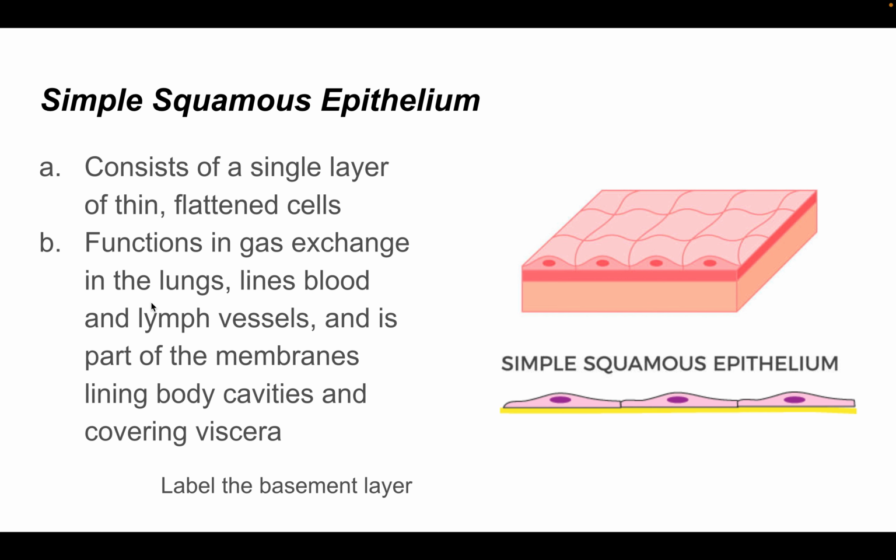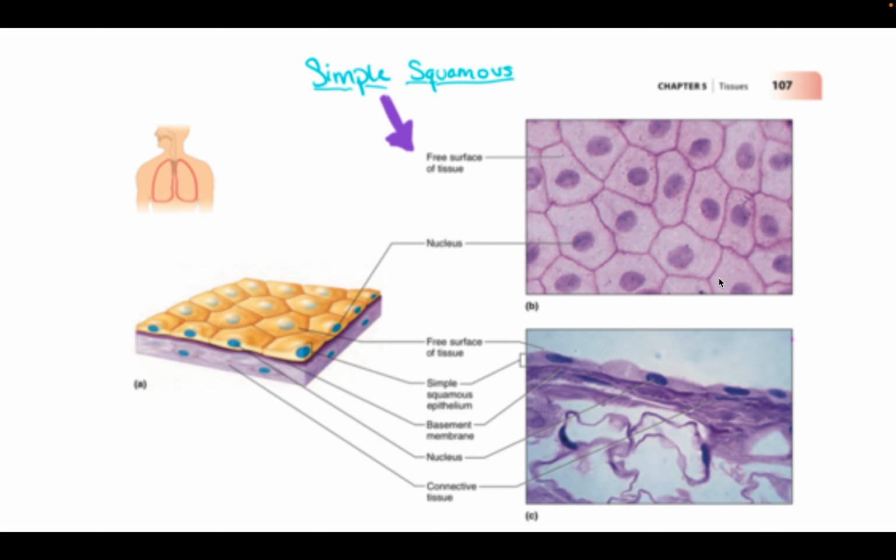But the main job of simple squamous epithelial is gas exchange in the lungs. They line blood and lymph vessels, the part of membranes that line body cavities, and they cover viscera. But yes, in your notes, you're supposed to label the basement layer. So it's this blue line here or here.